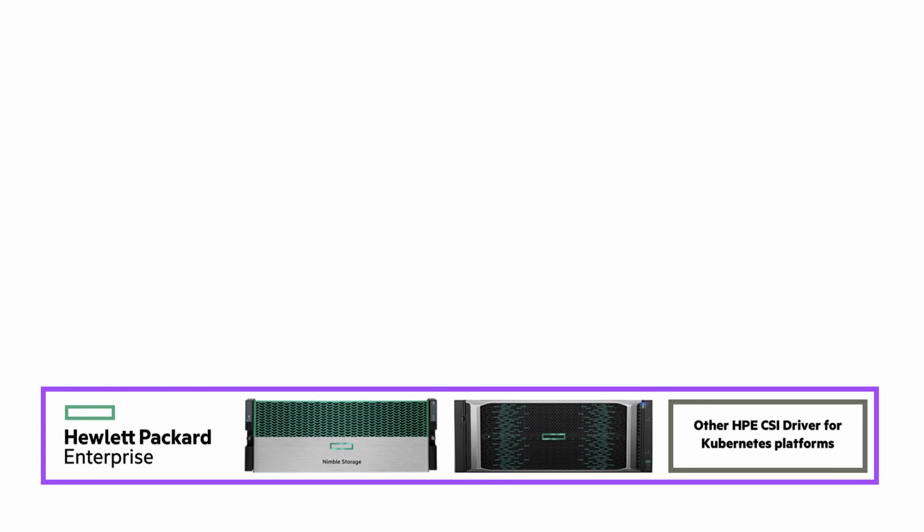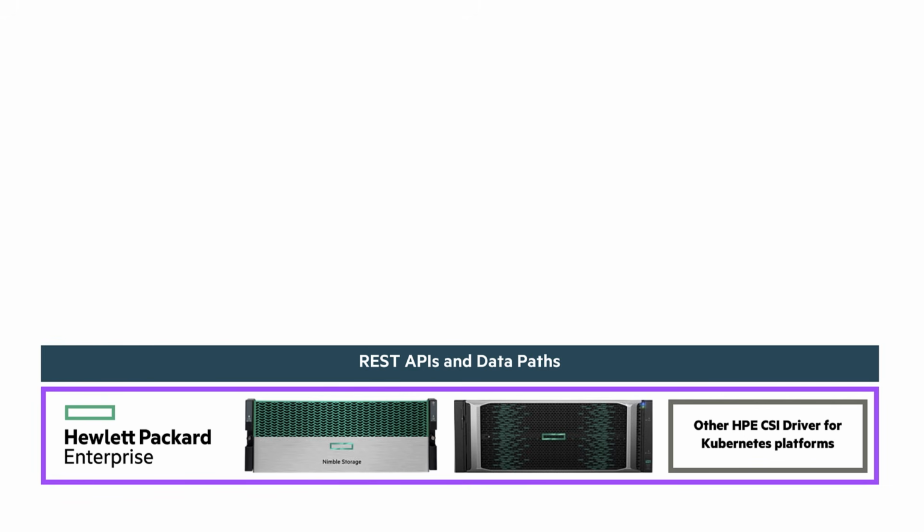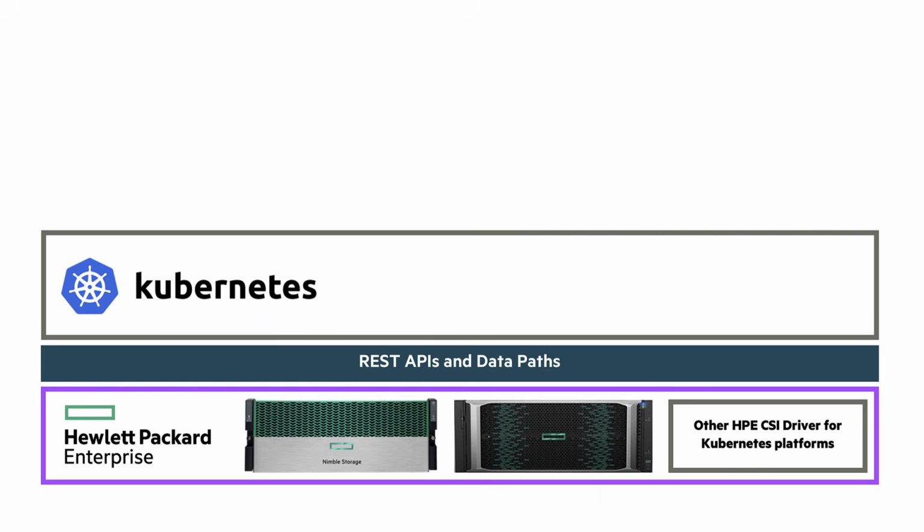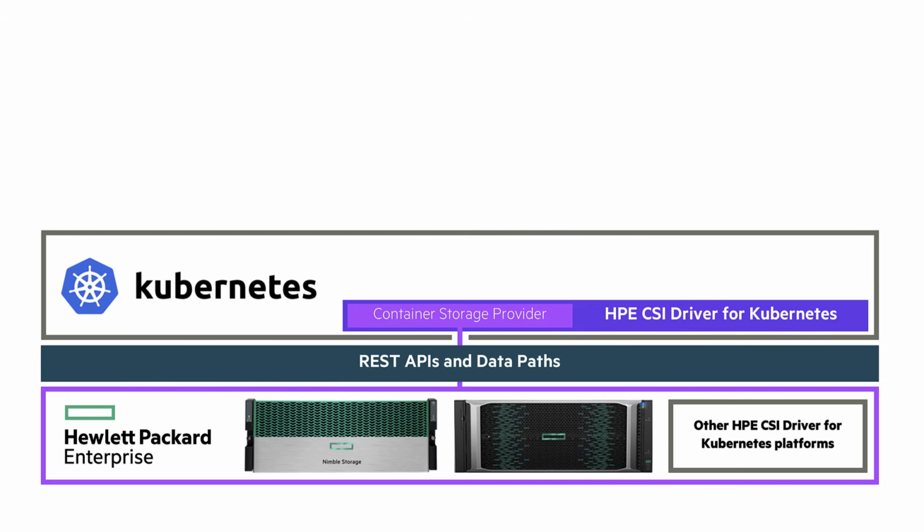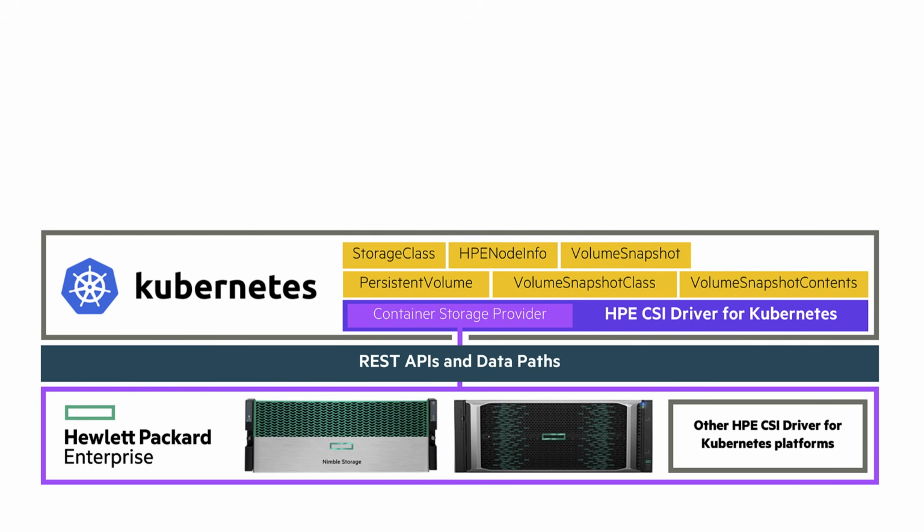Before we jump into the demo, there are a few key concepts I want us to go over. The HPE CSI Driver for Kubernetes is a multi-platform, multi-vendor driver. You gain access through these storage systems from Kubernetes to the REST APIs and data paths. The driver itself is installed on Kubernetes and will give you access to a number of storage-related objects on top of Kubernetes, such as a storage class, persistent volume claim, persistent volumes, and a few snapshots-related objects.